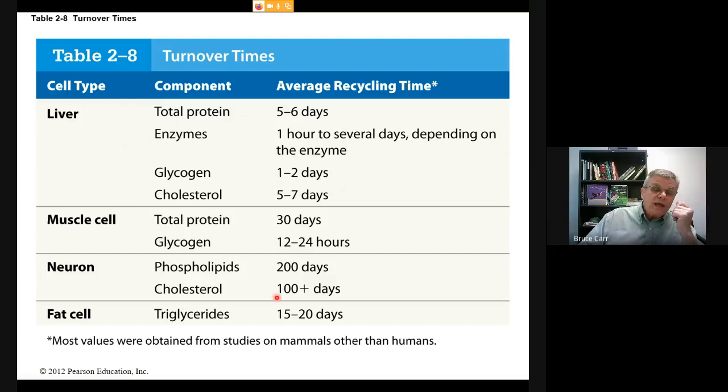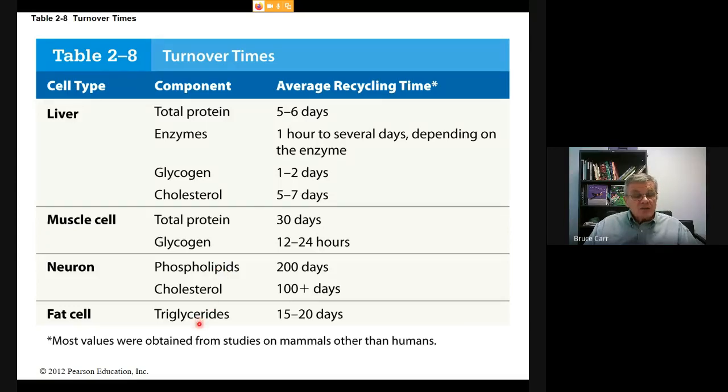In neurons, we have more persistence. So phospholipids in neurons may last 200 days. That's upwards of 6 months. And the cholesterol, 100 days. Neurons last longer because neurons are transmitting signals, but more important than that, they are storing information. So what we call memory and personality and the consistent things about us are stored in our neurons.